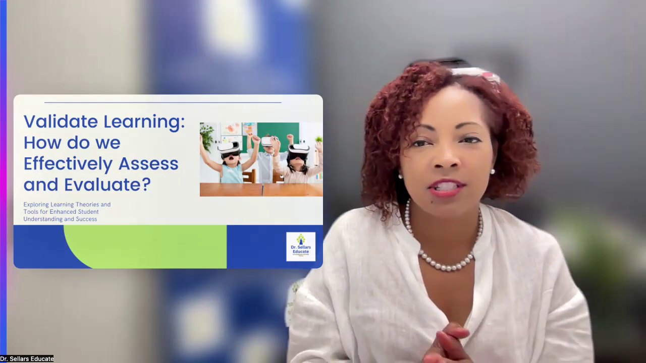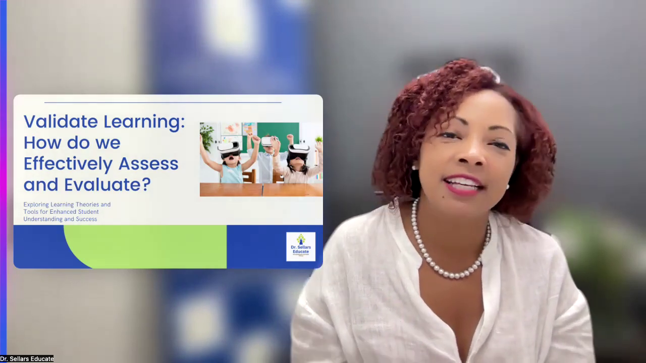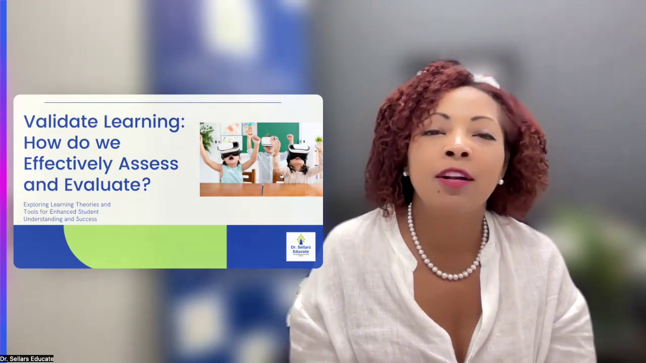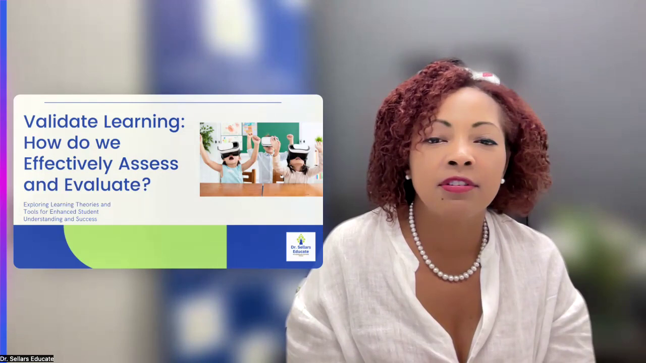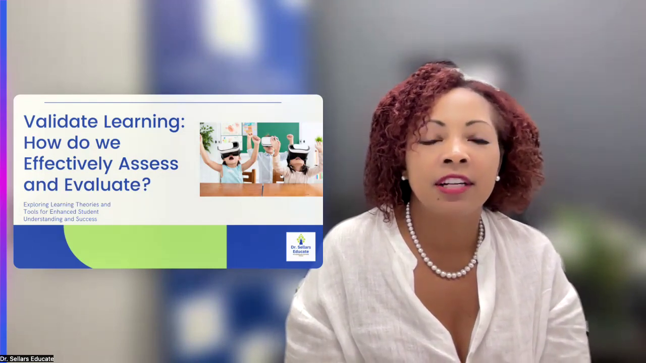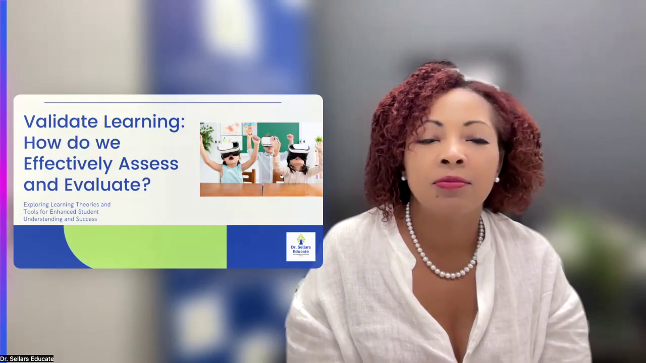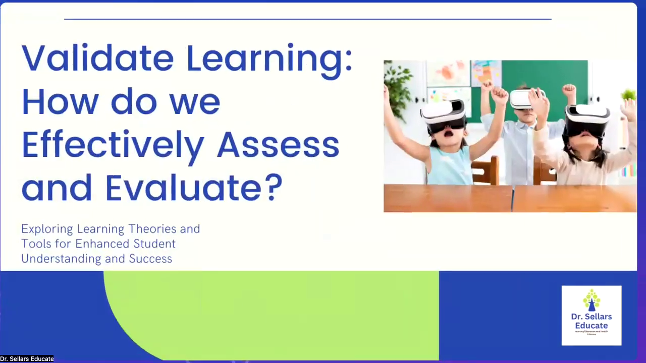So here's our question. When we talk about validation of learning, how do we effectively assess and evaluate? And then that second part of it is, how do we align it with learning theory? Okay, that's what chapter 16 is going to give you some more information about. And then you're going to take a look at chapter or table 14.1 to really close the loop as it relates to some of these content areas that we're going to talk about.